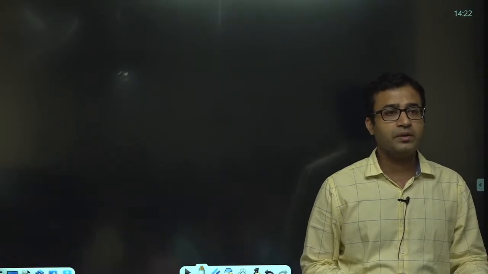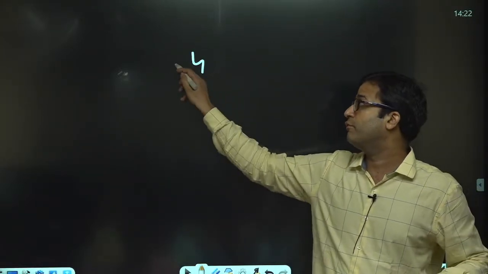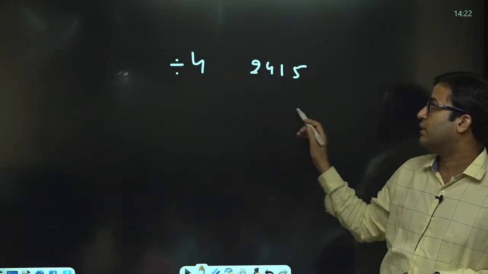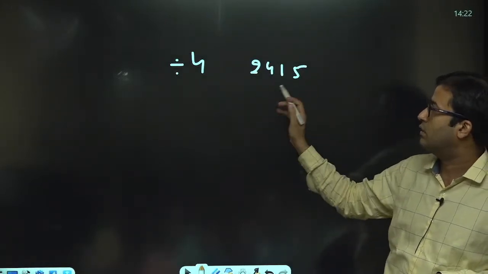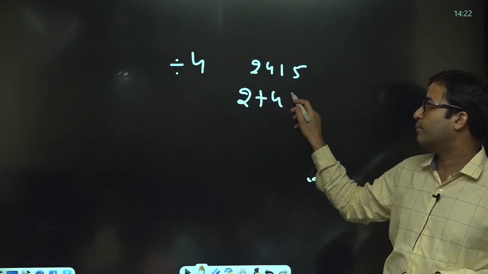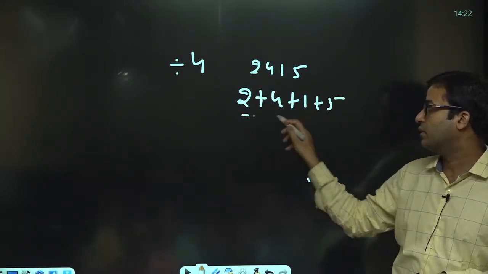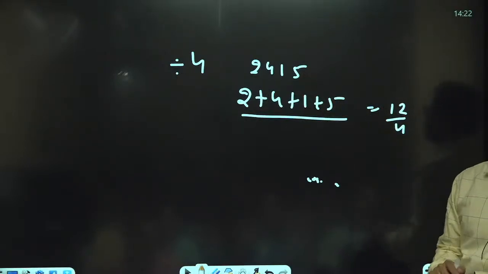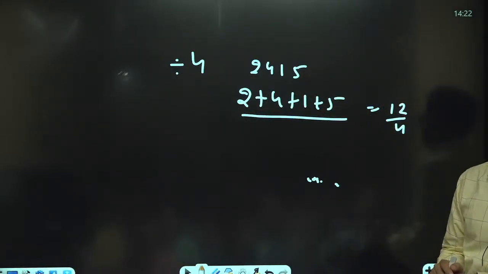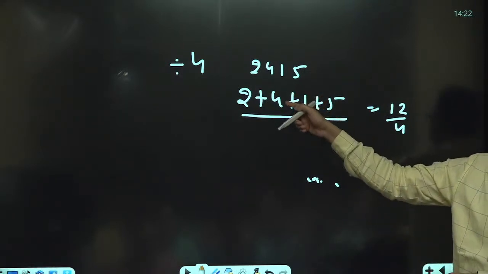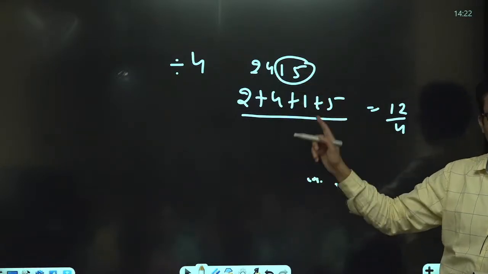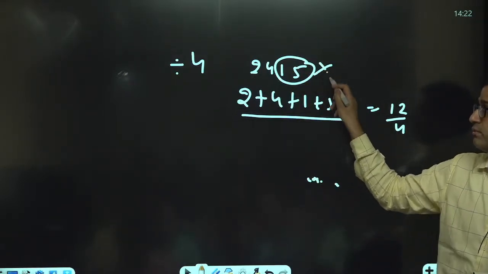In exam, what happens? I have seen students, for divisibility of 4, what do they start doing? 2 4 1 5. 2 plus 4 plus 1 plus 5 is 12, and they say sir, 12 is divisible by 4, but you are saying it is not divisible by 4. गलत तार भिड़ा दी ना हमने. For divisibility of 4 you have to check the last two digits. It is not 16, so it is not divisible by 4.